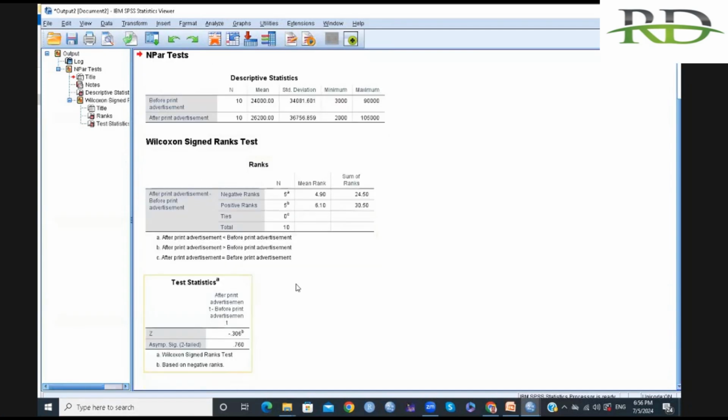Now come to the test statistic. See here the p-value is 0.76. It means the p-value is very high, very much greater than 0.05. It means the null hypothesis is not rejected. So we conclude that there is no impact of print advertisement on sale. So the average, means median, sale before advertisement and after advertisement are the same. So there is no impact of print advertisement on the sale.